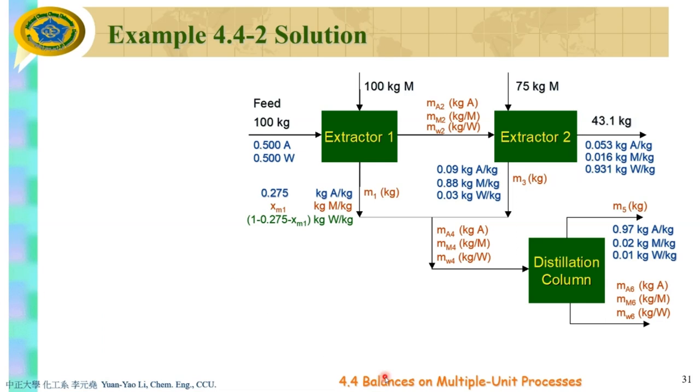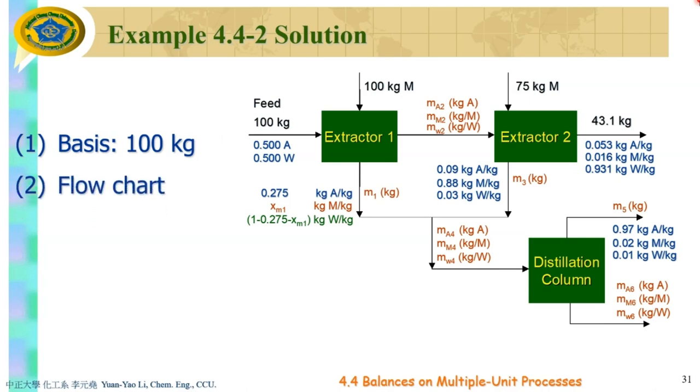So again, we have 9 steps. I hope you still remember we have 9 steps to solve this example. One is choose a basis, and you already know there's a basis, which is about 100 kilograms. Then you draw the flow chart. You put the knowns, all the information, in this flow chart. You put the unknowns, which you don't know, in this flow chart, and in this case, I mark them in red color. Of course, you don't mark it in red color when you have a midterm exam, okay?